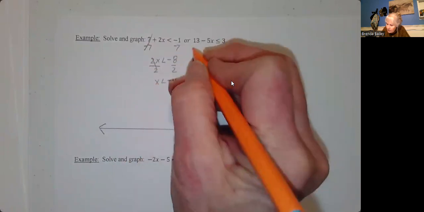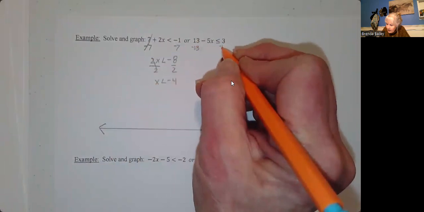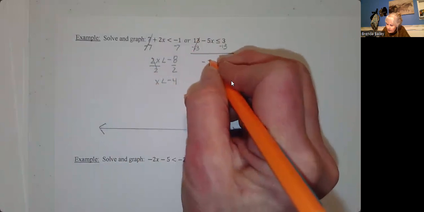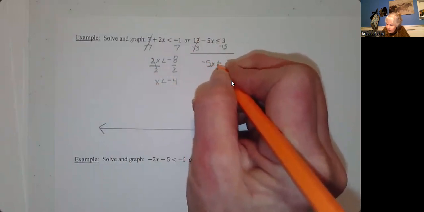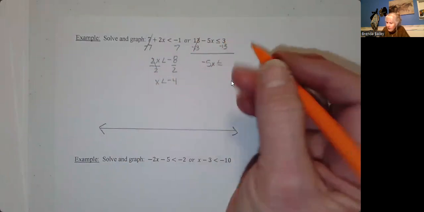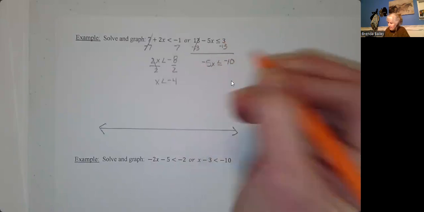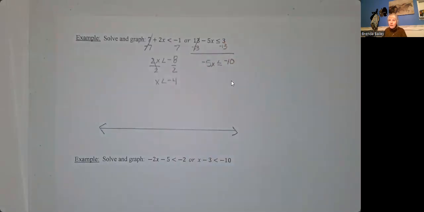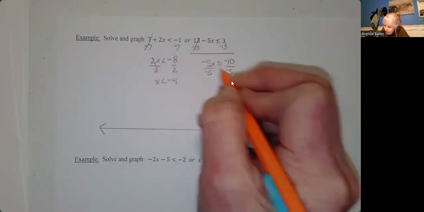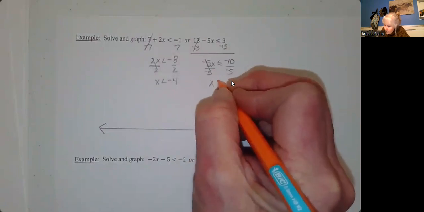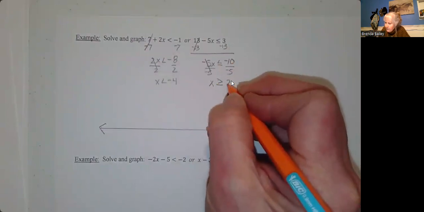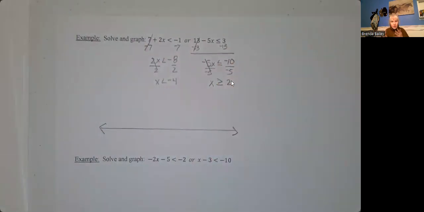This one over here, we'll subtract 13, or add a -13, however you want to say that. -5x is less than or equal to, for some reason I thought that was a negative there, -10. Okay. Now we'll divide by a -5. Since we're dividing by a negative this time, we do need to remember to flip the inequality. So rather than a less than, it's a greater than. -10 over -5 is 2. So those are our two.